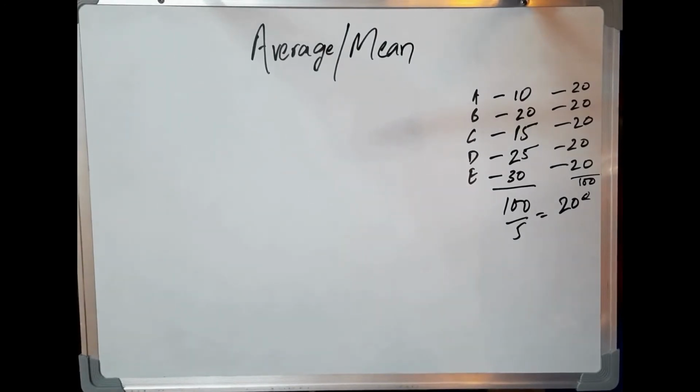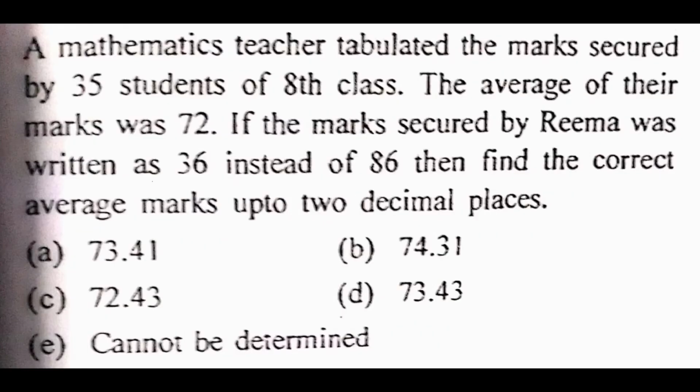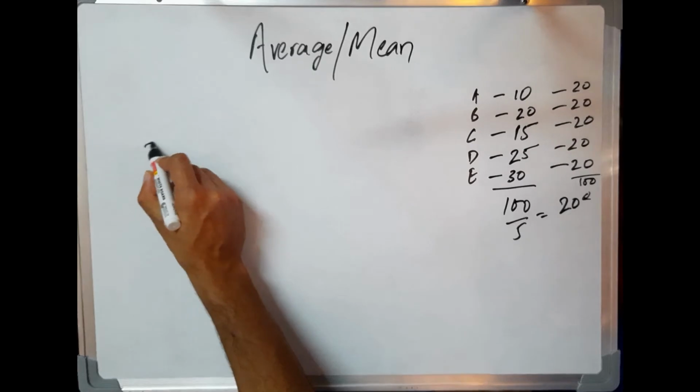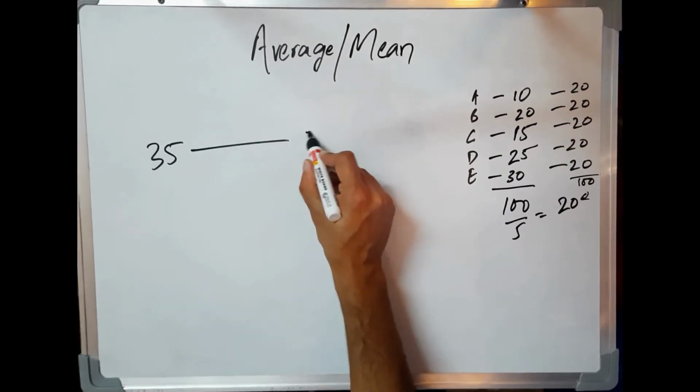I'll be solving a difficult question on averages now, and I'll use what we just learned in order to get the solution. A mathematics teacher tabulated the marks secured by 35 students of 8th class. The average of their marks was 72. If the marks secured by Rima was written as 36 instead of 86, then find the correct average marks up to 2 decimal points. So we need to find the average, and there's a girl named Rima. Her marks are written as 36 instead of 86. So there are 35 students and their average marks are 72.